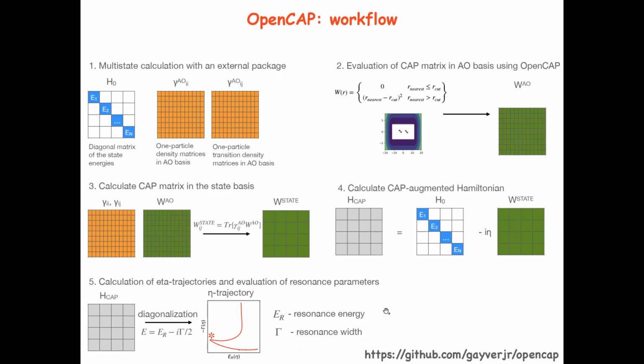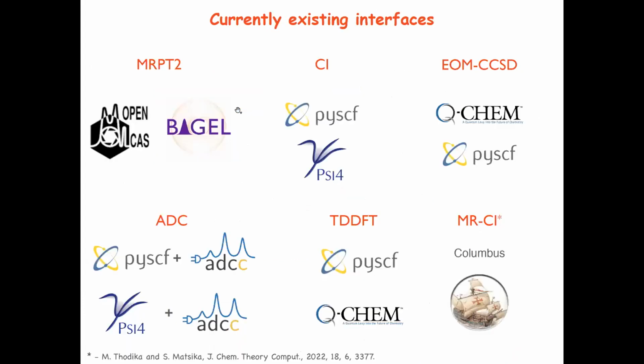And yeah, so all the tools for the analysis of this CAP augmented Hamiltonian are also available in the OpenCAP software. All right, so what we have right now: we have interfaces with OpenMolCAS, so multi-reference perturbation theory, different flavors. So CI, SPICE, CF, and Psi4, equation of motion CCSD, ADC, TDDFT.